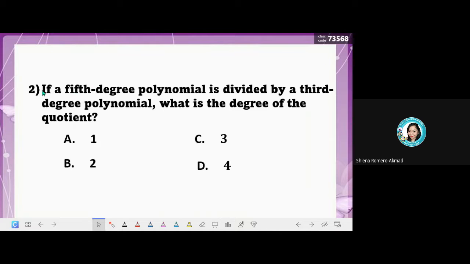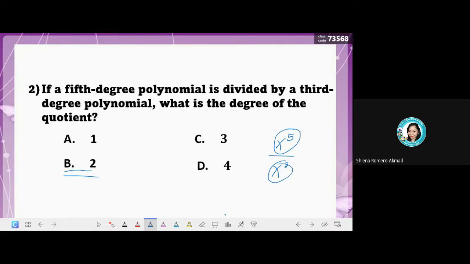Okay? So, number 2, if a fifth degree polynomial is divided by a third degree polynomial, what is the degree of the quotient? Let's say, dinivide natin, no? Fifth degree polynomial divided by third degree polynomial. Let's say, yung kinuha lang natin ay yung term na may pinakamataas na exponent dun sa dalawa. So, kapag nag-divide kayo niyan, ano yung magiging exponent ng x? Would be, of course, letter B.